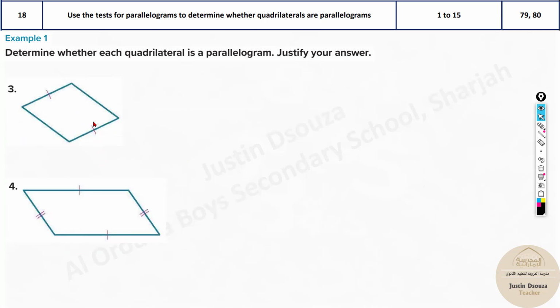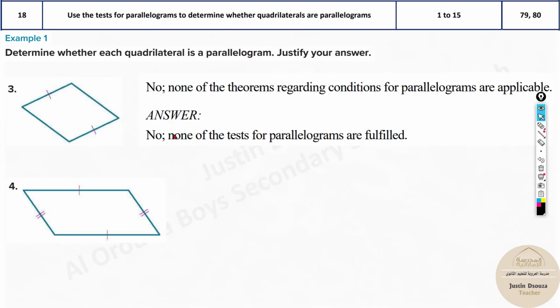Now what about this one? No, there's not enough information to say this is a parallelogram. None of the tests of a parallelogram are fulfilled, because yes, these two sides are parallel, but what about the others? This may not be parallel, these may not be equal. So there are so many things. This is not equal, so we can't tell anything.